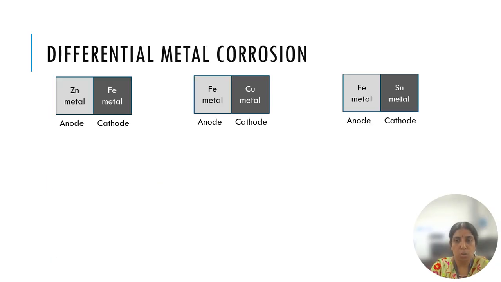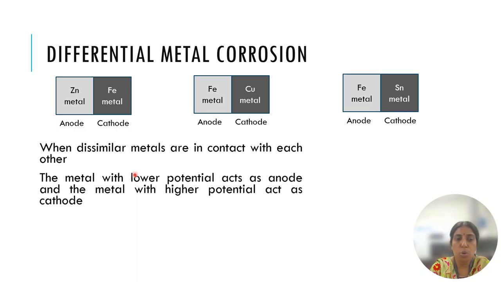Differential metal corrosion. As the name says, difference in the metal. When we are putting two different metals together, the literature says that there is an initiation of corrosion between the anode and the cathode. Example, zinc as an anode and iron as a cathode, or iron metal as an anode and copper metal as a cathode. Similarly, iron metal as an anode and zinc metal as a cathode. When two dissimilar metals are in contact with each other, the metal with a lower potential acts as an anode. Among the two metals, whichever has a lower potential will take the role of anode, and the higher potential will act as a cathode.